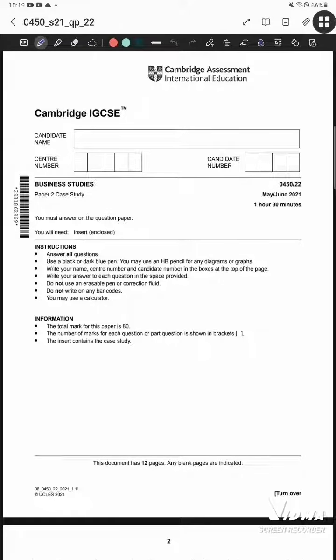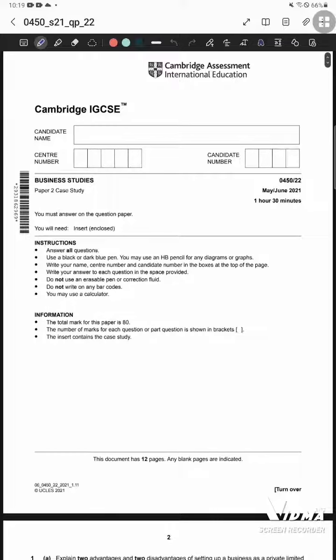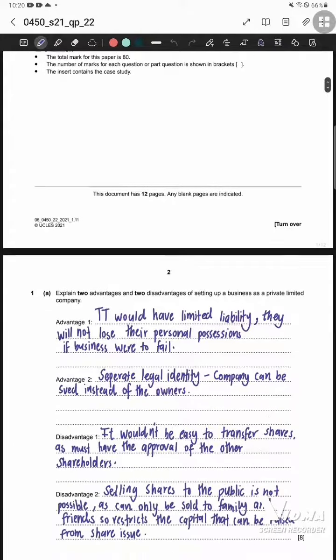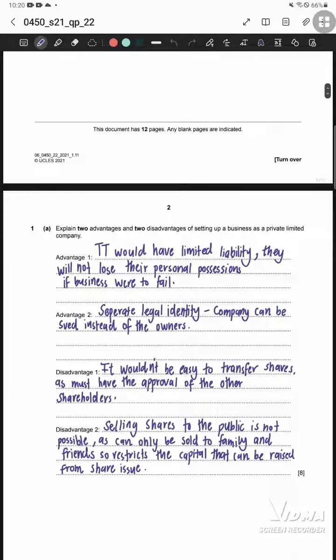Hello guys, welcome back. Today I will be discussing Paper 2 of May/June 2021, variant 2. This paper has a separate case study in a separate booklet, so make sure you have that. Alright, we're moving. This is question number 1, and let me read the case study for you. We only have one case study for this paper and 4 questions. I think each has 2 parts, A and B.